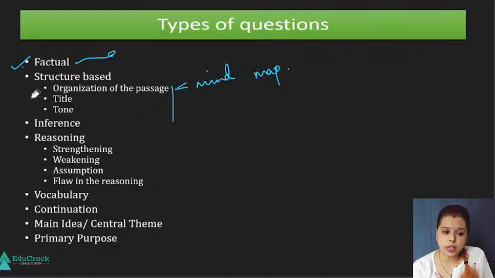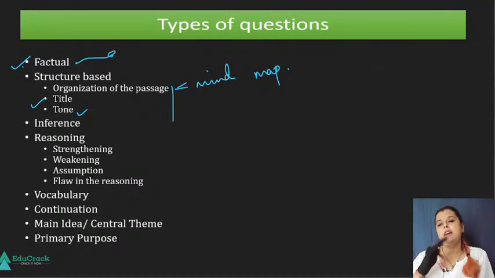All right, then you can be asked questions on the title of the passage and the tone of the passage. So how do we go about solving these question types? We will have separate sessions for it. Right now I'm just familiarizing you with the kind of questions that can be there. You can get questions on inference. Inference basically means something that can be understood. It may or may not be written, but it is understood.